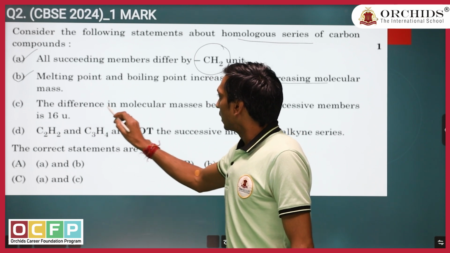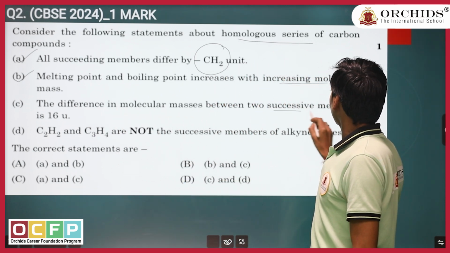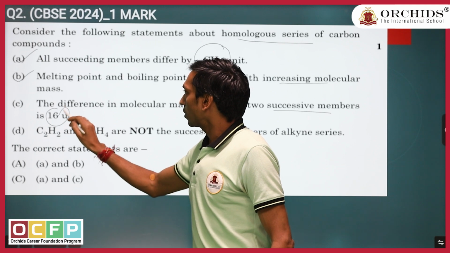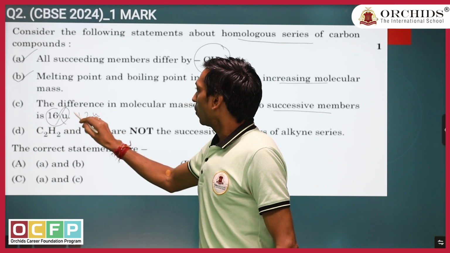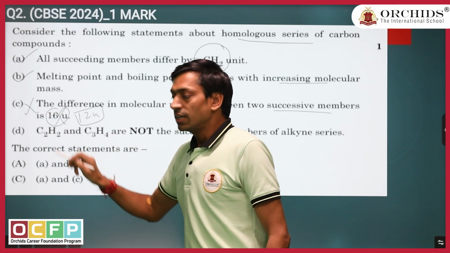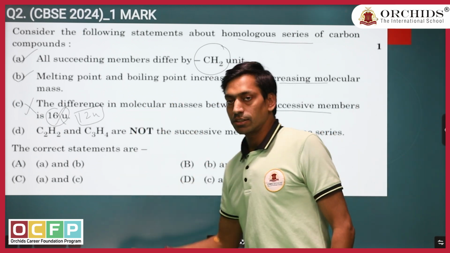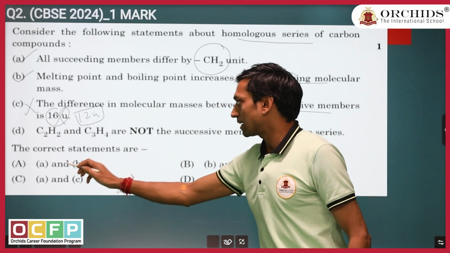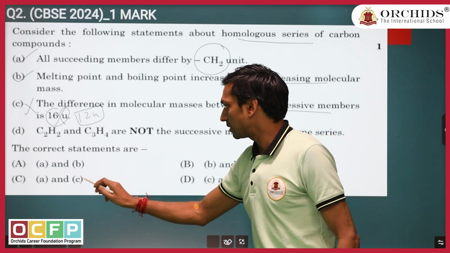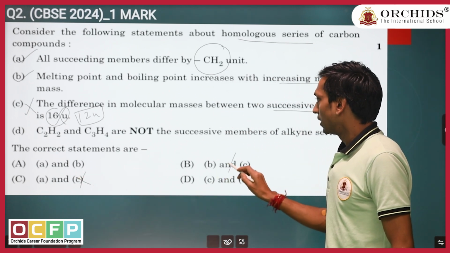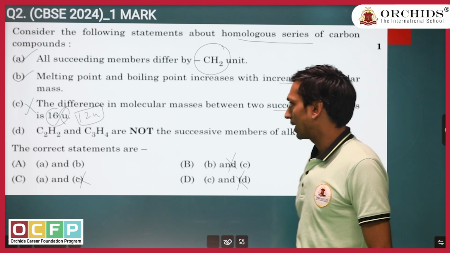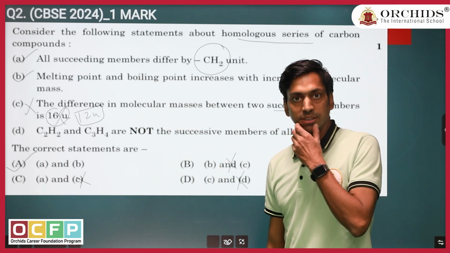Option C: the difference in molecular masses of two successive members is 16 u. It's not 16 u, it's 14 u. So option C is wrong, and now we can eliminate the options. Wherever option C is available, that is not our answer. This is also not the correct answer, and this is also not the correct answer. The only correct answer left is A.